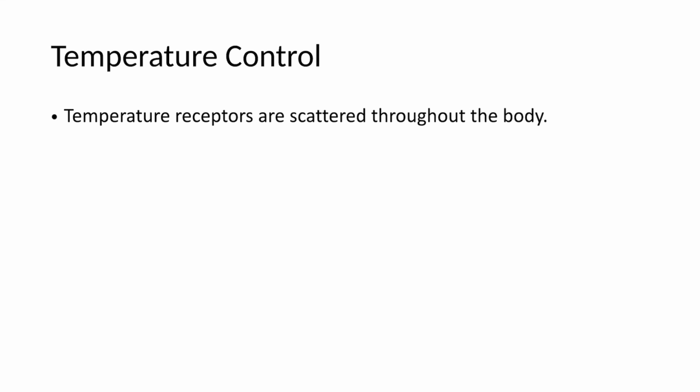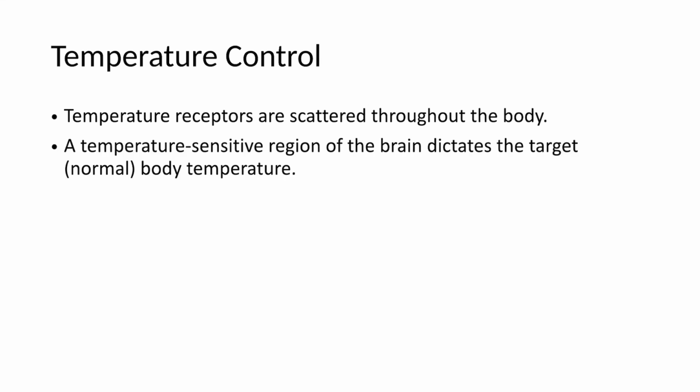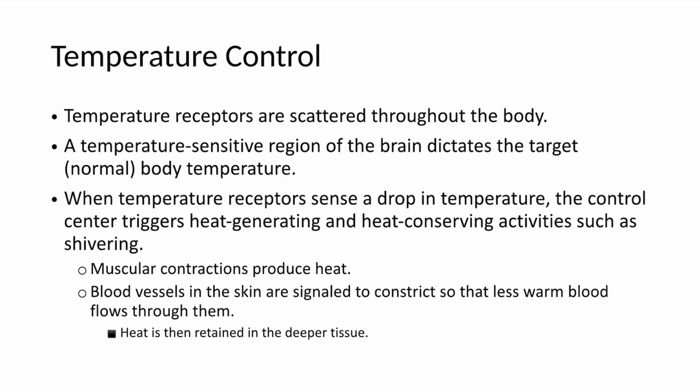In terms of temperature control, we have temperature receptors all around our body. A lot of them are found in our skin. And we have a temperature sensitive region in our brain that dictates what the body temperature should be. When the temperature drops down, the control center triggers heat generating or heat conserving activity. So let me just highlight those. So again, when there is a drop in temperature, the brain will trigger heat generating and heat conserving activities.